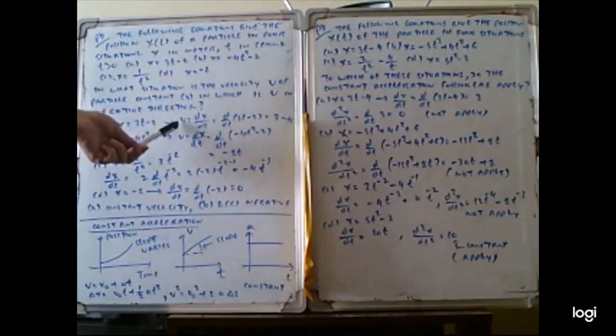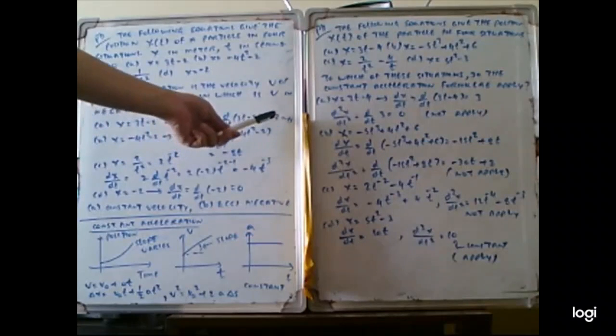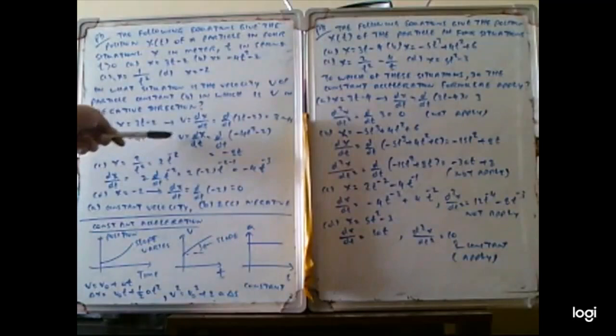So for A, h is 3t minus 2, so we differentiate. Velocity is dh by dt, so you get 3 meters per second. And for B, h is minus 4t squared minus 2, so the velocity is dh by dt, so you get minus 8t.